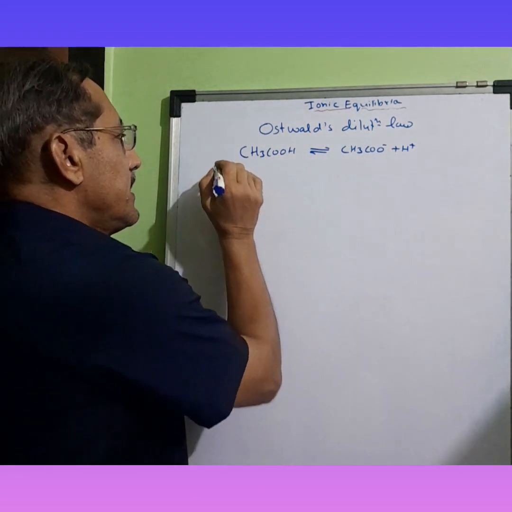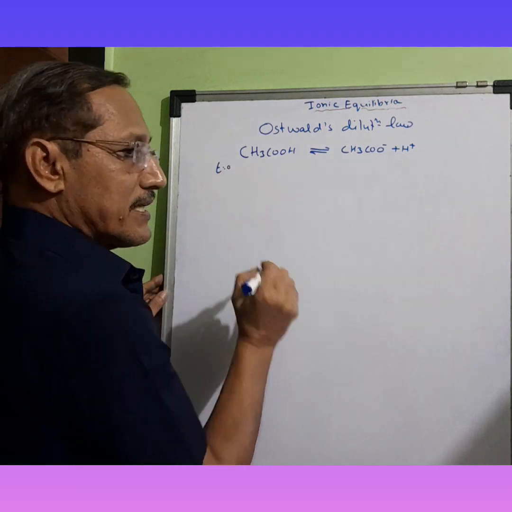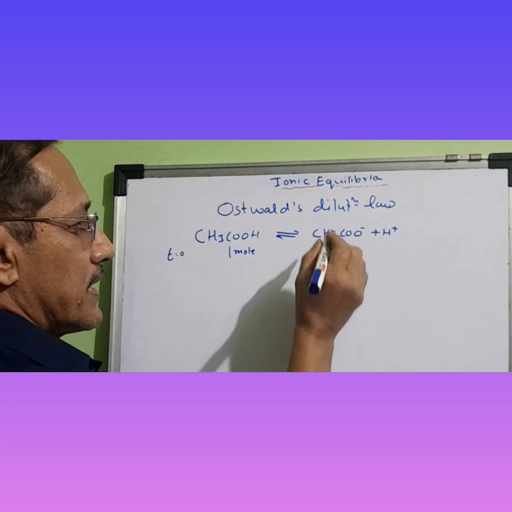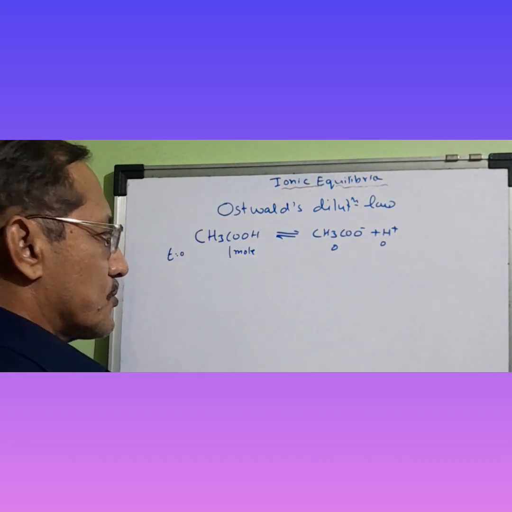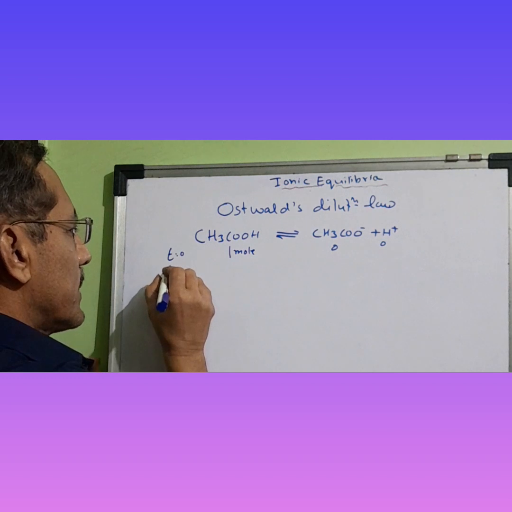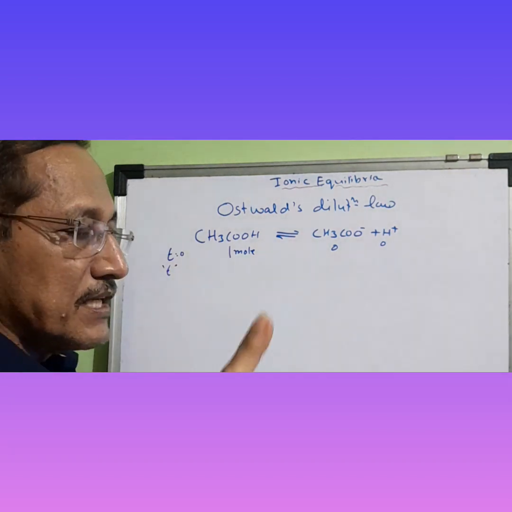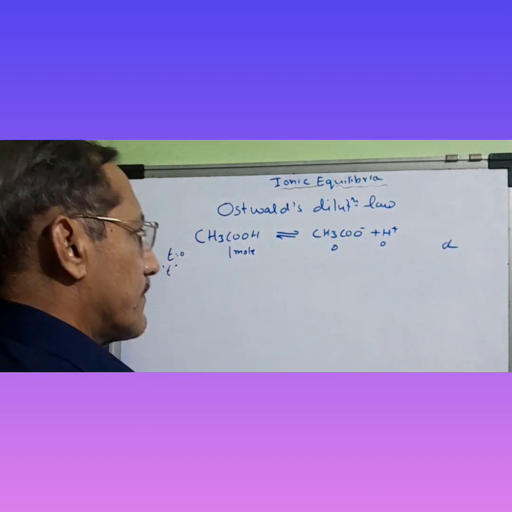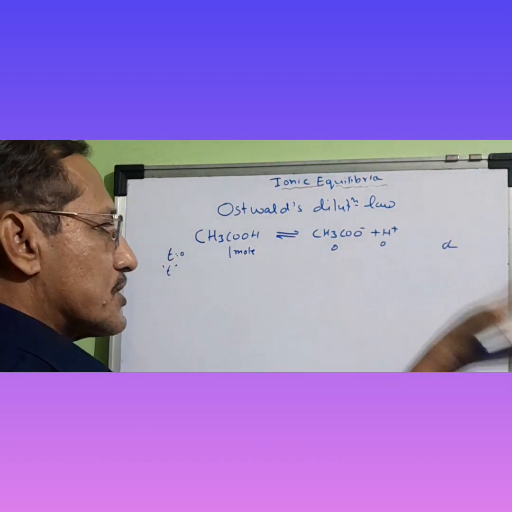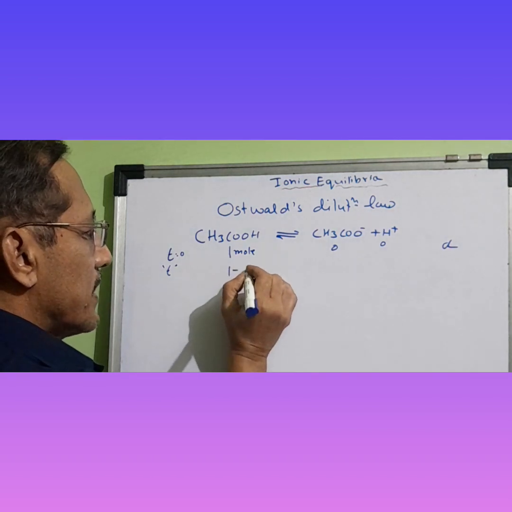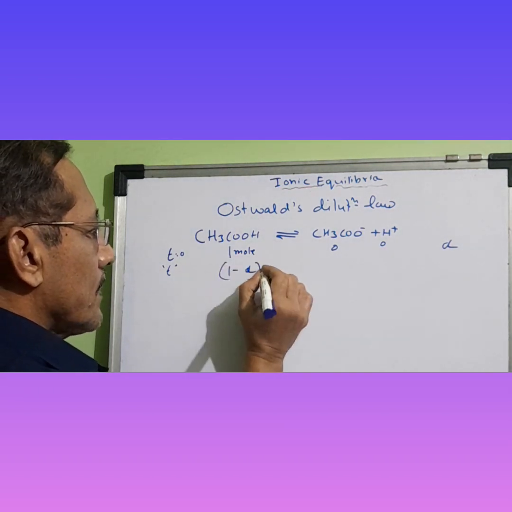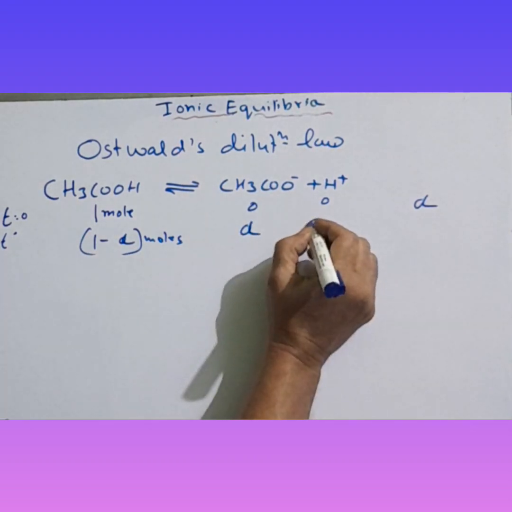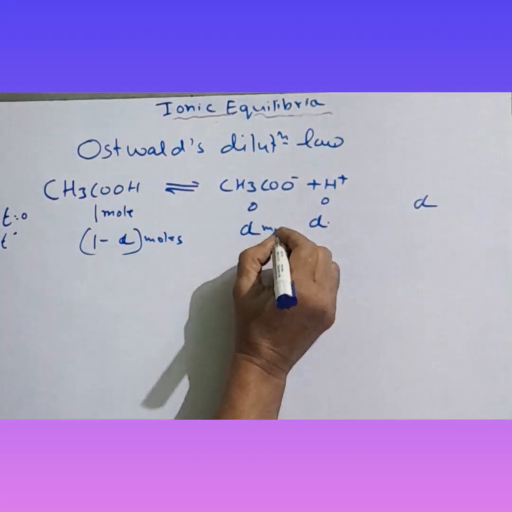Say at time t equal to 0, that is, at the starting time, we have taken 1 mole of acetic acid, and obviously it has not dissociated. After time t, say it dissociates, and its degree of dissociation is alpha. I've already talked about alpha, the degree of dissociation. So alpha moles dissociate, so it is reduced by alpha moles, and here we obtain alpha moles.